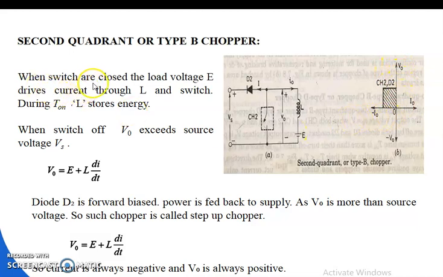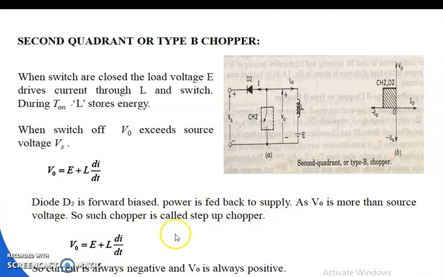When the switch is closed, the load voltage E drives the current through L and the switch. During T on, L stores energy. When the switch is off, V0 exceeds the source voltage Vs. So V0 is equal to E plus L di by dt. From this diagram it is clear that the load voltage V0 will be more than the source voltage Vs. In that case you can see the diode D2 is forward biased and power is fed back to the supply.